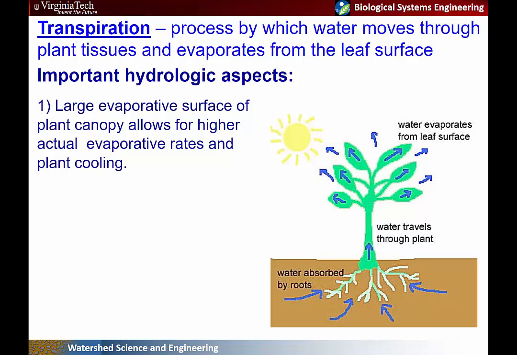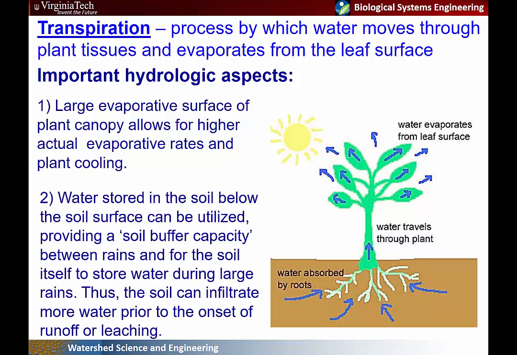And so there are two important hydrologic components of transpiration in the system. So the first is that large evaporative surfaces provided by that plant canopy, the leaves, allows for higher evaporative losses from the system and greater plant cooling. So that's why plants don't die necessarily when it's 95 degrees out. As long as there's soil moisture, they're able to cool themselves with this process.